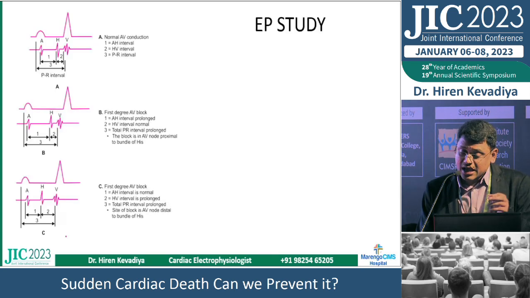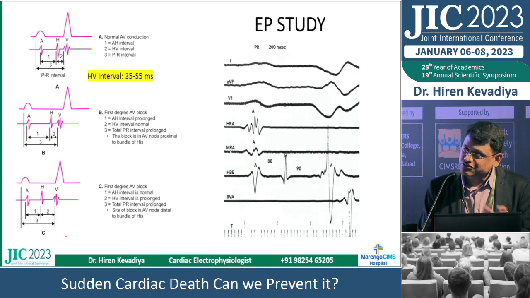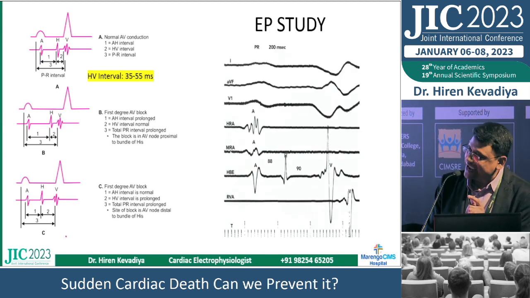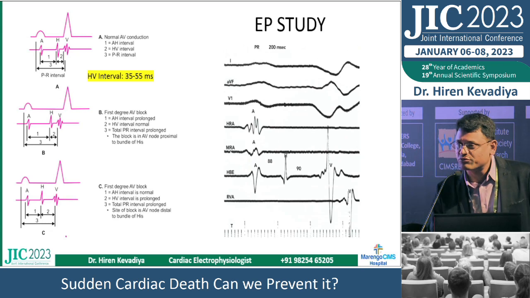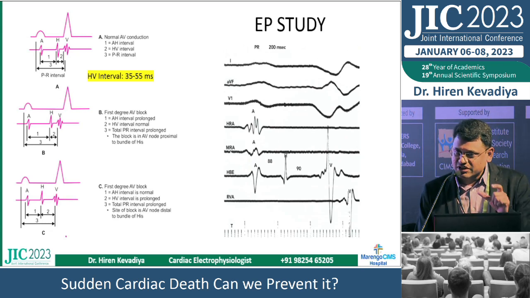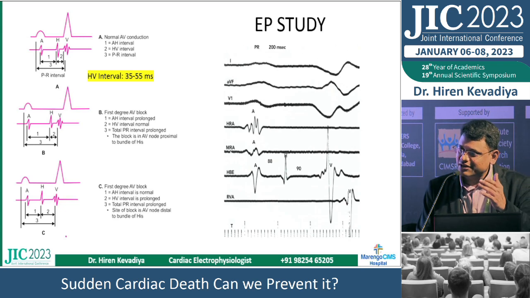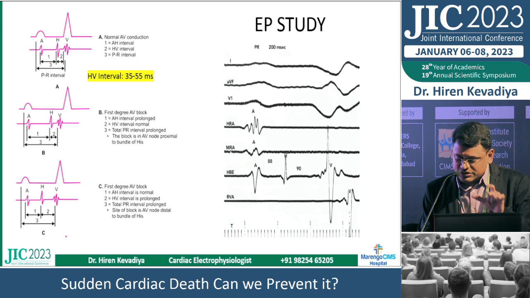So I did an EP study to identify the HV interval, and HV interval was 90 milliseconds, which is normally 35 to 55. So this patient has an HV interval almost double the normal. HV interval means the time taken for the electrical wavefront to travel from the His to the ventricle. So this patient had a prolonged HV. He's at a very high risk of getting AV block. So we advised this patient a pacemaker, but he was not ready to have a pacemaker. He wanted to go home.